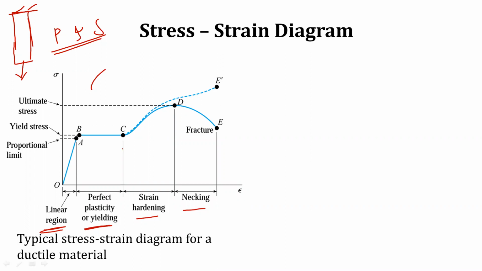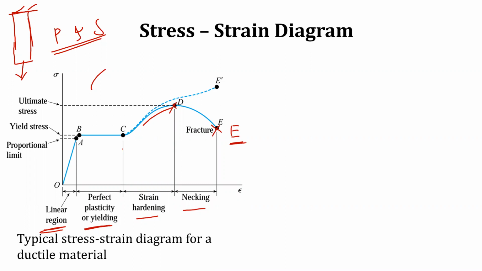Correct. If we again increase the load, the stresses will increase, and one point will come. At that point the value of stress will be maximum, and that point is called the ultimate stress. After that the diameter will start reducing, or the stress value starts reducing, and at a certain point it will fail, it will break into two pieces, and this region is called necking, and this point is called point E. This is called the fracture point or breaking point.